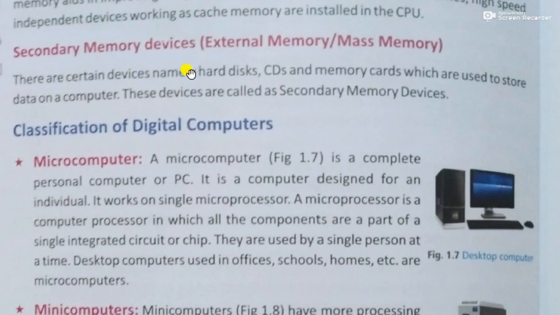Secondary memory devices, or external memory or mass memory. There are certain devices, namely hard disks, CDs, and memory cards, which are used to store data on a computer. These devices are called secondary memory or external memory.